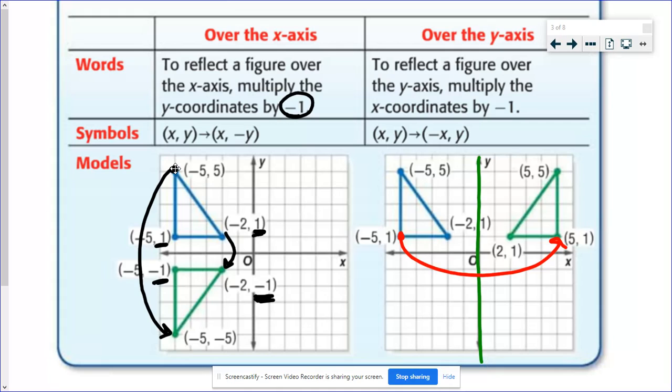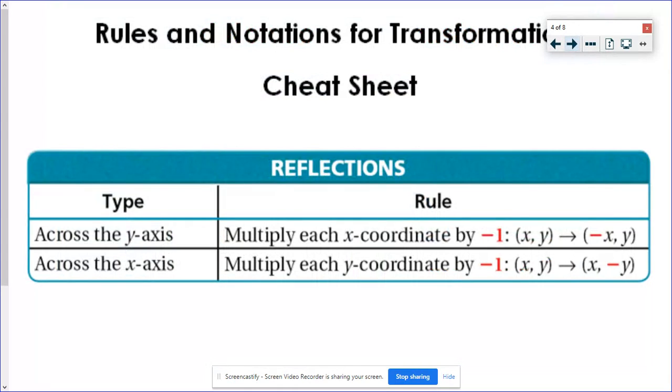So a lot of students, when they see these, if they reflect over the x-axis, they want to change the x number. But remember, the x is not going to change. It's the y that changes when you reflect over the x-axis. And then when you reflect over the y-axis, it's the x that changes because you're going sideways for that.